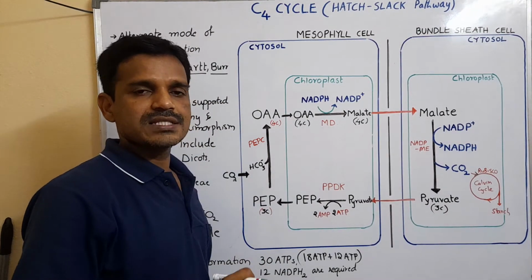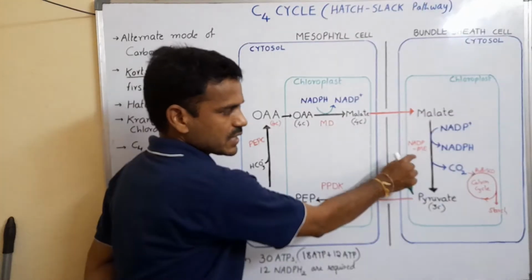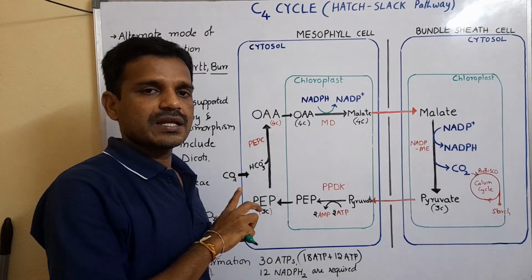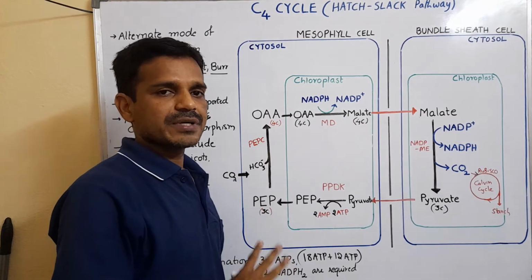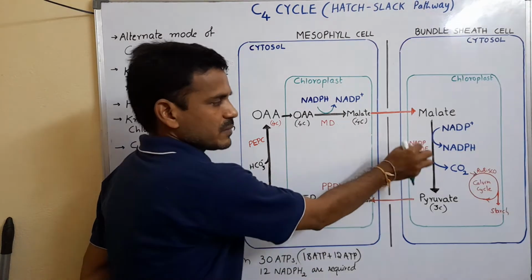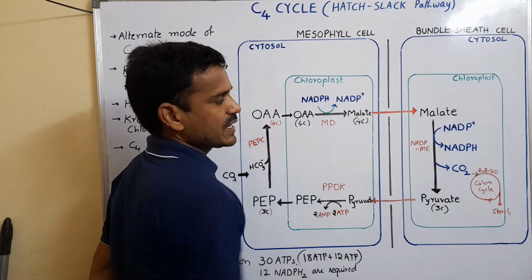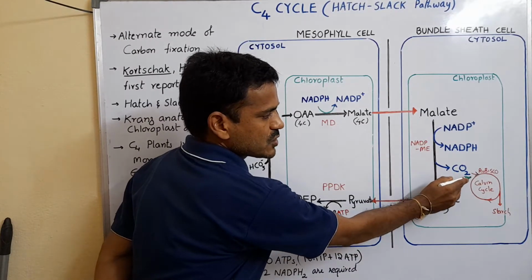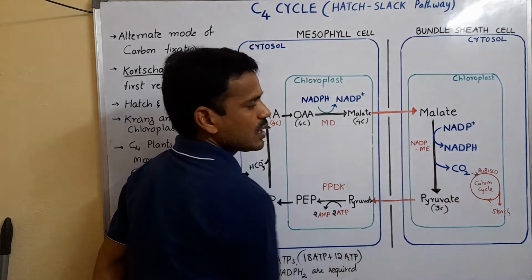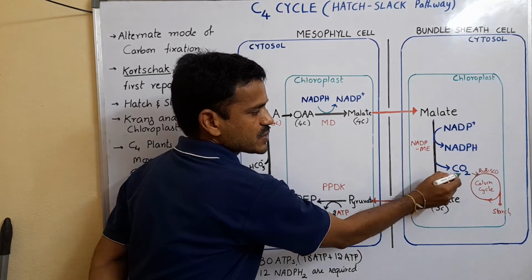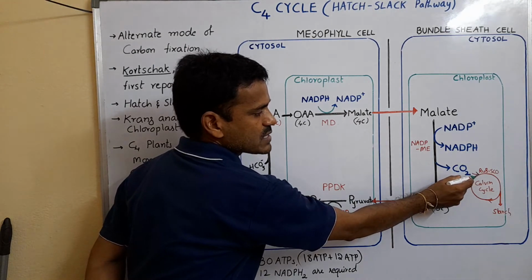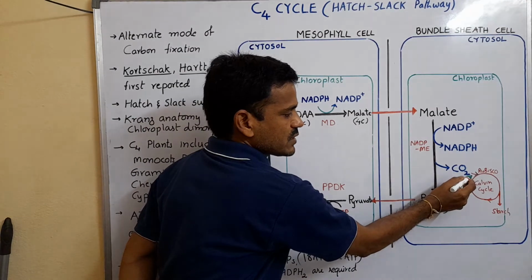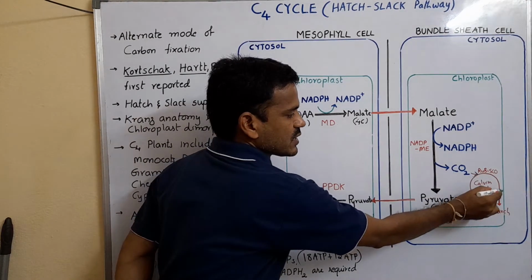So based on the enzyme involved in the decarboxylation, the C4 cycle is divided into 3 subtypes. But here we are discussing only NADP malic enzyme. Here the removed CO2 is captured again by Rubisco or RuBP. RuBP is capturing the CO2. Here is one more carboxylation step, and in the presence of Rubisco, CO2 is captured, or fixed, in the Calvin cycle.